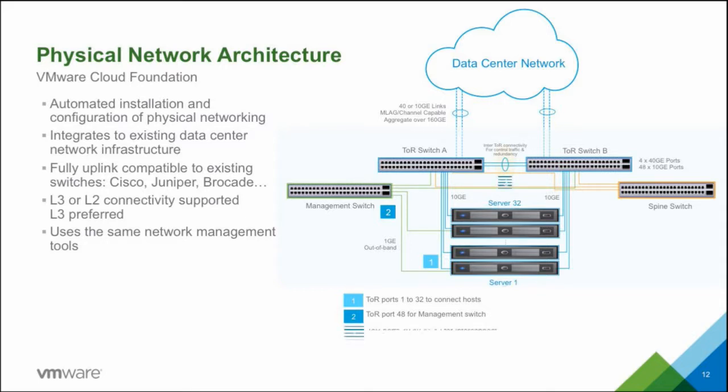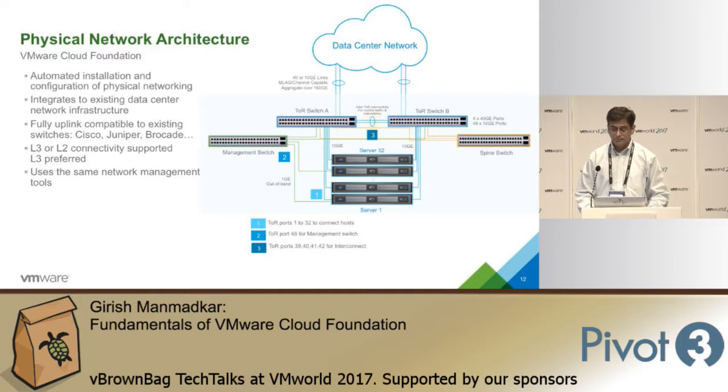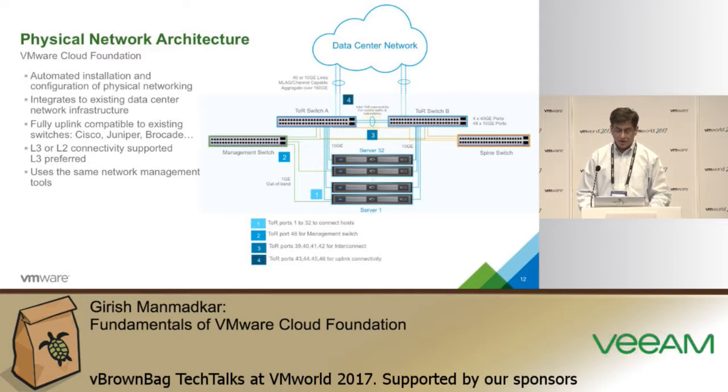How do we do it? Number one, if you look at it, we are very, very prescriptive. From port number 1 to 32 will be utilized to interconnect my host to the TORs. Number 2 is port number 48 for my management switch. Number 3 is port number 39 to 42 for my interconnects between the two TORs to make sure that my TORs are highly redundant and available in case anything goes wrong with my TOR. If one of the TORs fails, the second TOR is there to take care of redundancy.